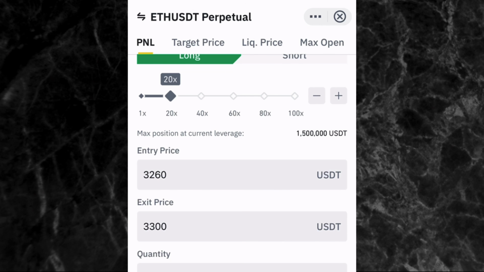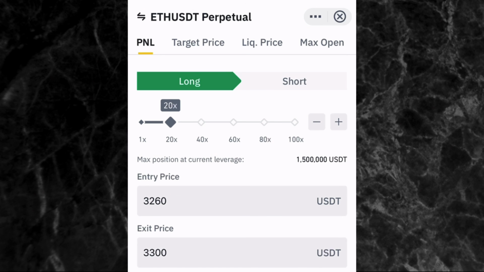And when I'm doing futures trading, I always pick 20x leverage most of the time because I can't risk my money too much. When you are going for 50x leverage, 60x and upward, you're actually risking a lot of money. So make sure that you are just going in with little amount of leverage. So that is how you can use the calculator to calculate your profit and loss.